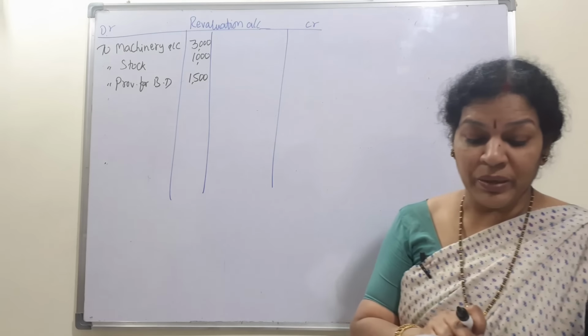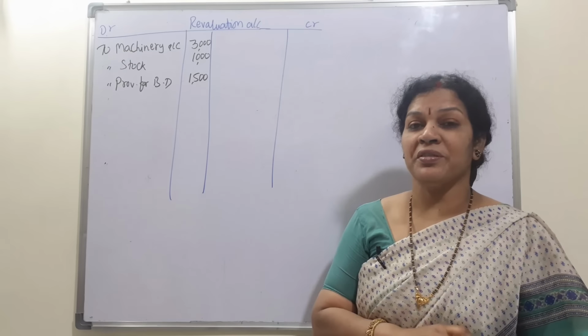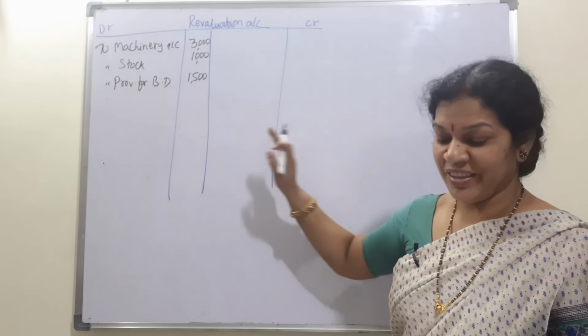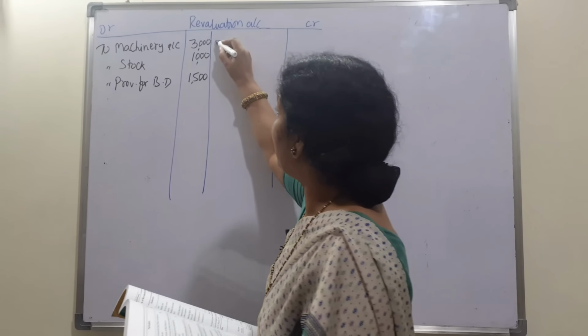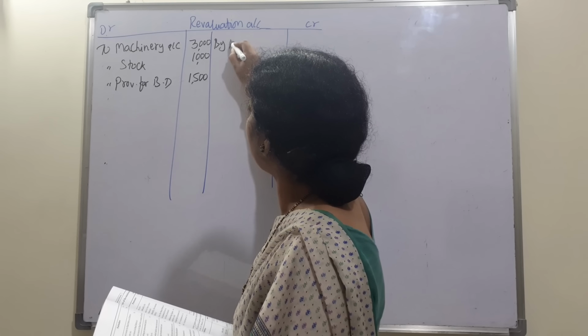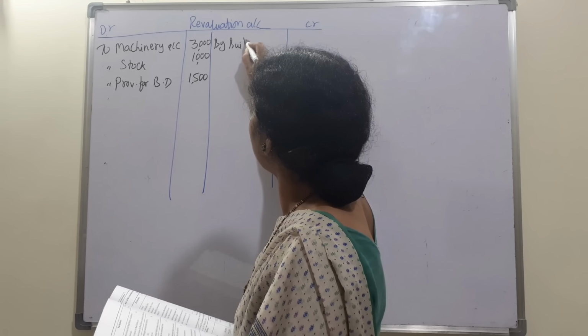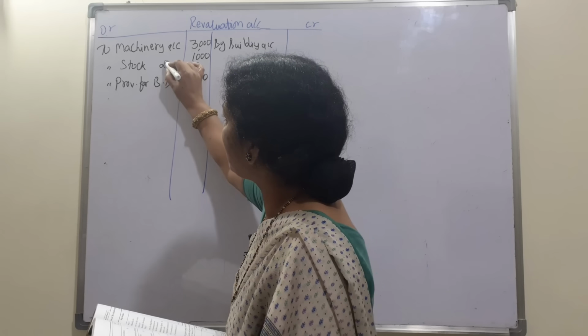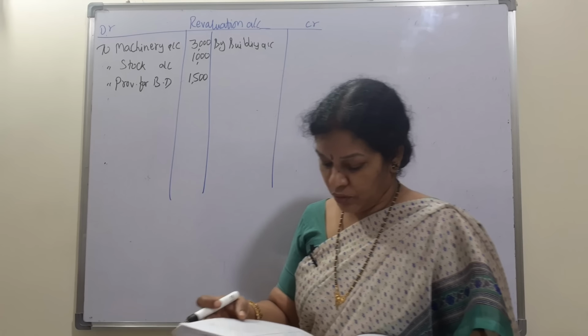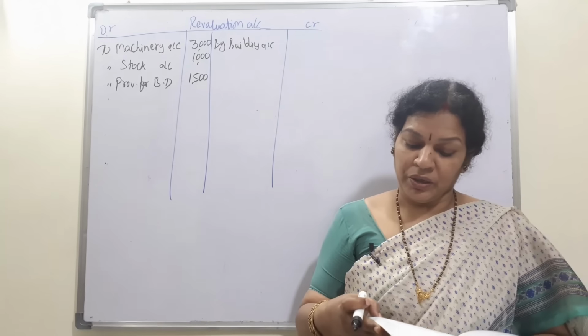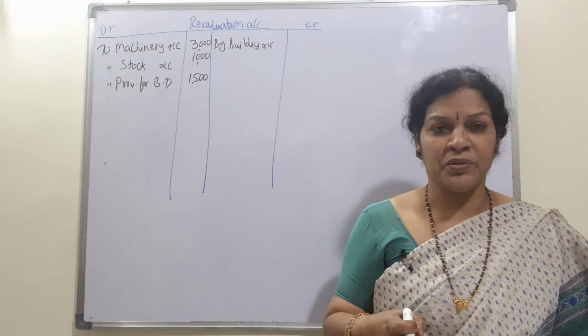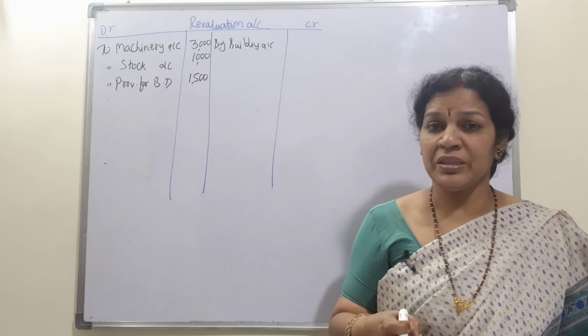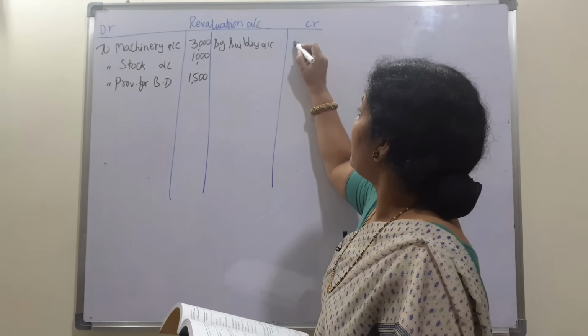Next, the value of building is to be appreciated by 20%. Appreciation, credit side. So building account. The value is 40,000, 20% appreciation. 10% means 4,000, 20% means 8,000. So it is 8,000.